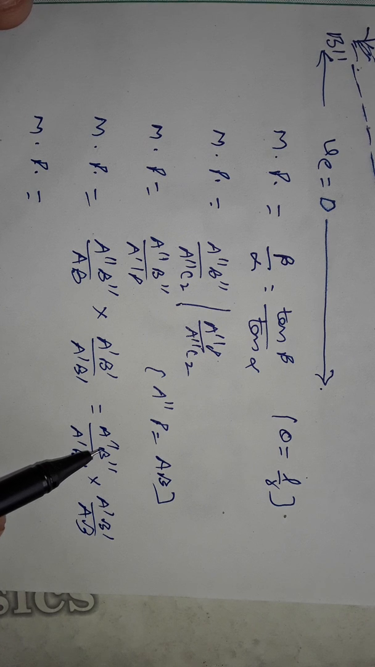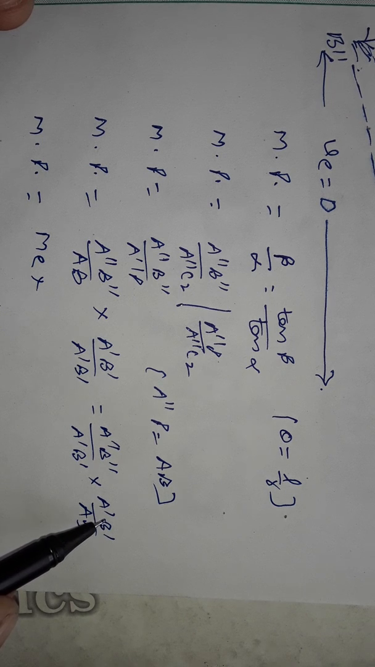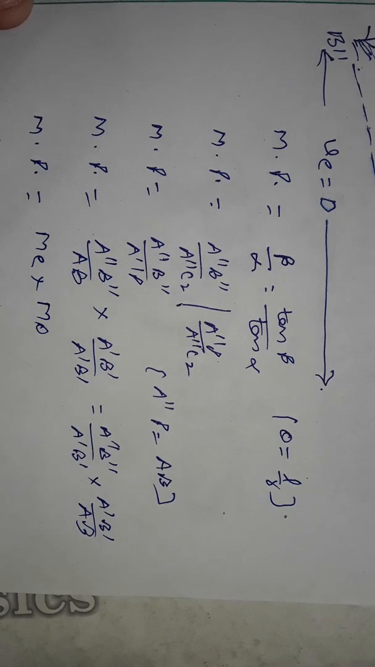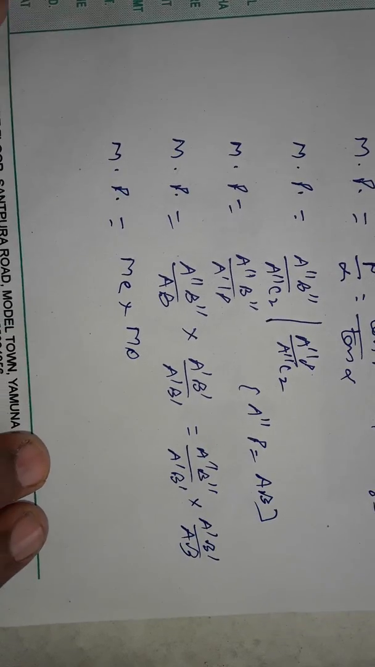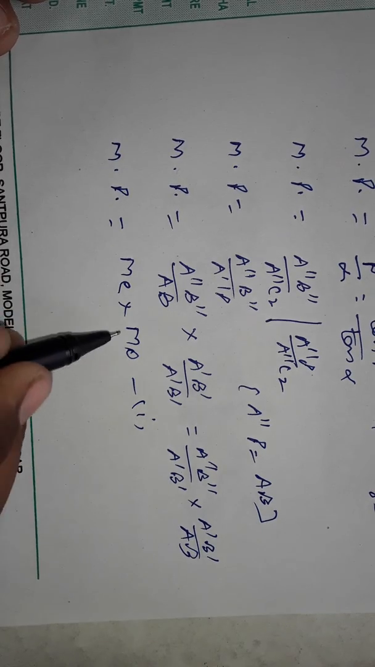this is image of the eyepiece, object for the eyepiece. This is magnification for the eyepiece. This is image for the objective. This is object for the objective. This is magnification for the objective. Now this is equation number first. We have to find ME and MO.